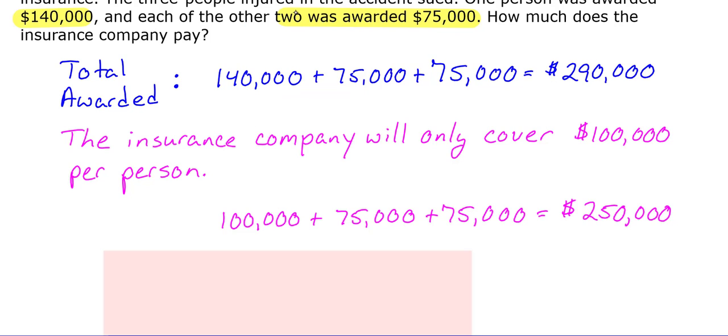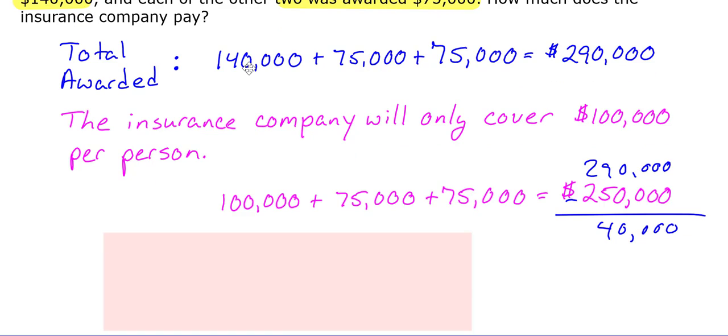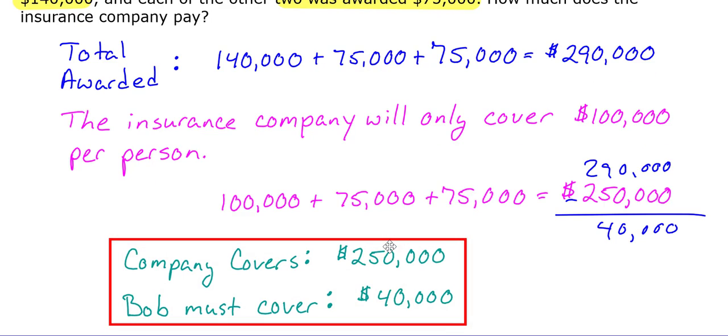That leaves, when you look at that 290,000, $40,000 that the insurance company is not paying. So the end result is the insurance company is going to cover $250,000. Bob is going to have to cover the other $40,000 that the insurance company will not cover.